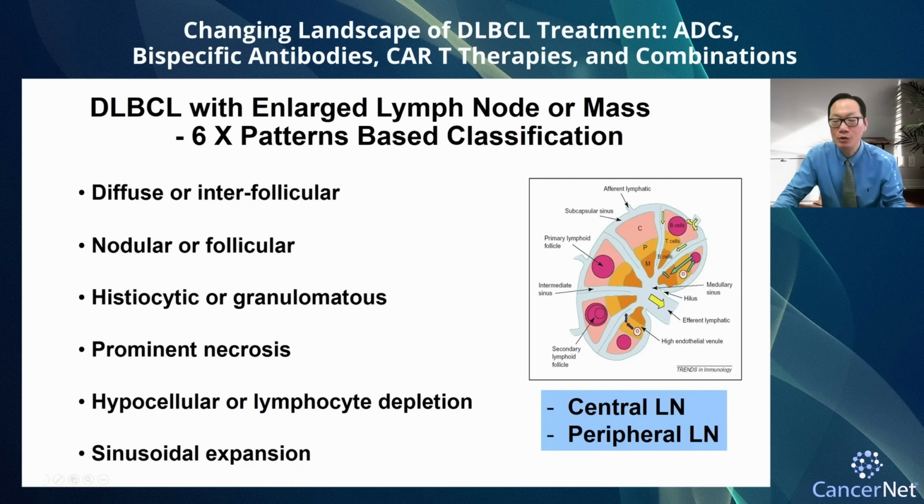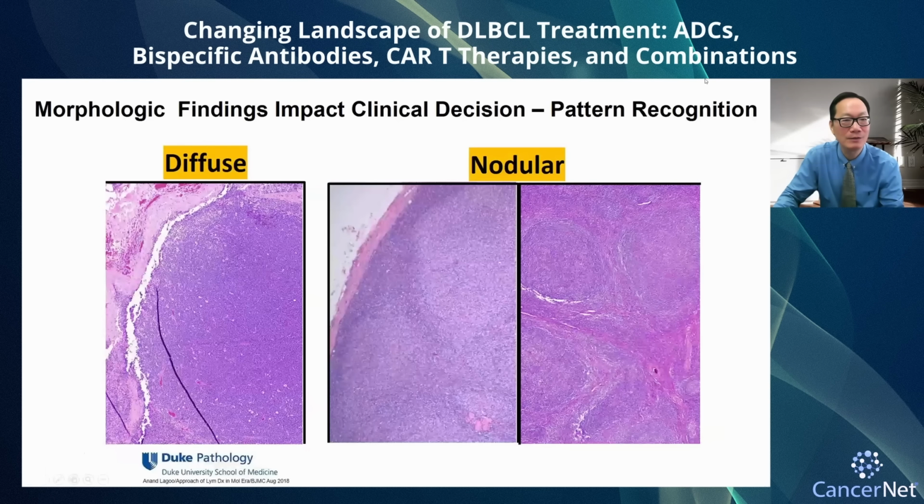These are normal lymph node structures, could be central, could be peripheral. So DLBCL can present with a diffuse, nodular, or limited involvement pattern, with a background of histiocytic proliferation, extensive necrosis, or a lymphocyte-depleted pattern, or focal sinusoidal involvement. So different patterns sometimes could cause confusion regarding diagnostic accuracy. Let me share with you some of the pathology figures.